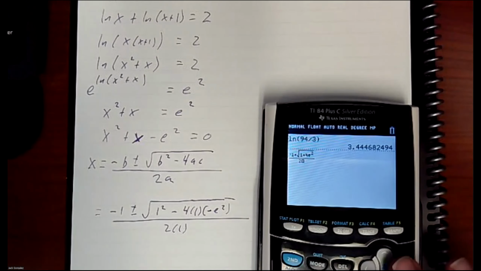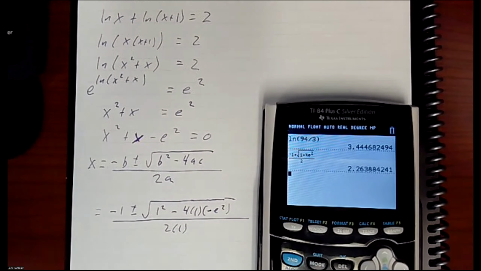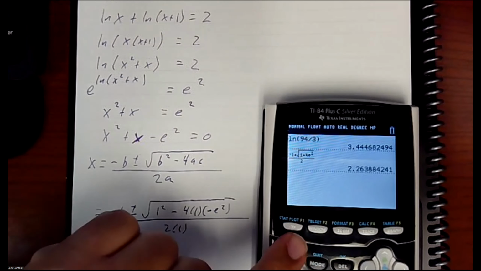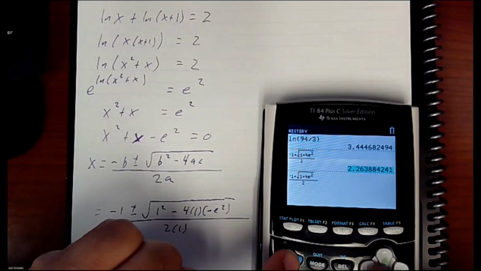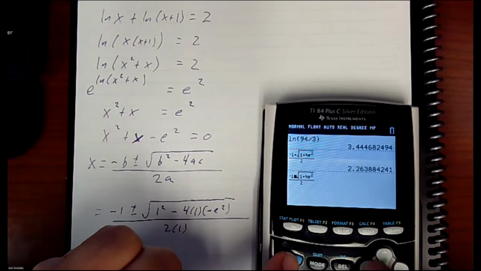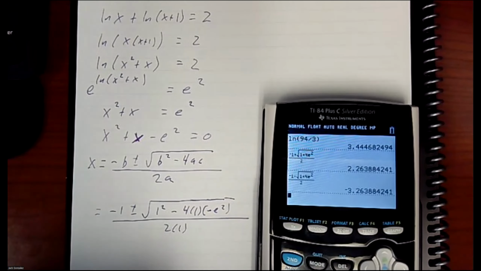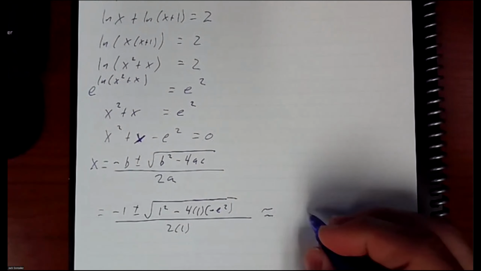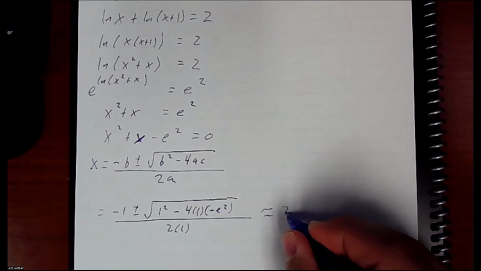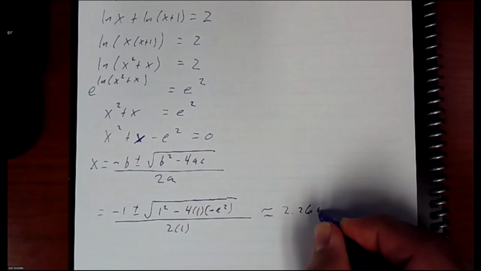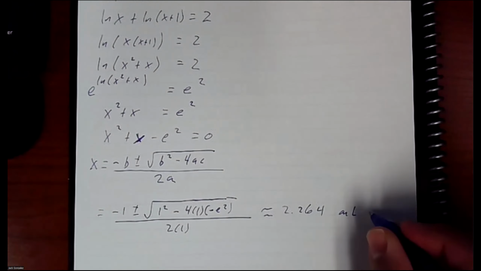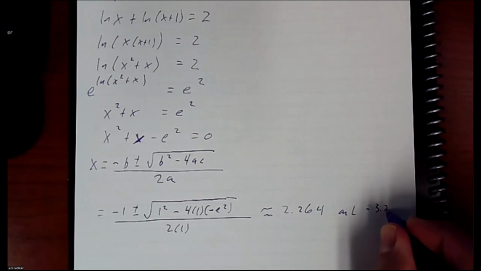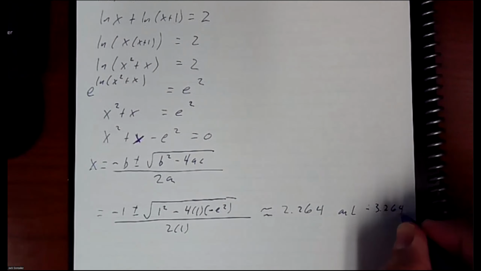Okay. And then the other solution would be minus. So those are the two solutions. They tell us to round to 3 decimal places. So that will be 2.264 and negative 3.264.